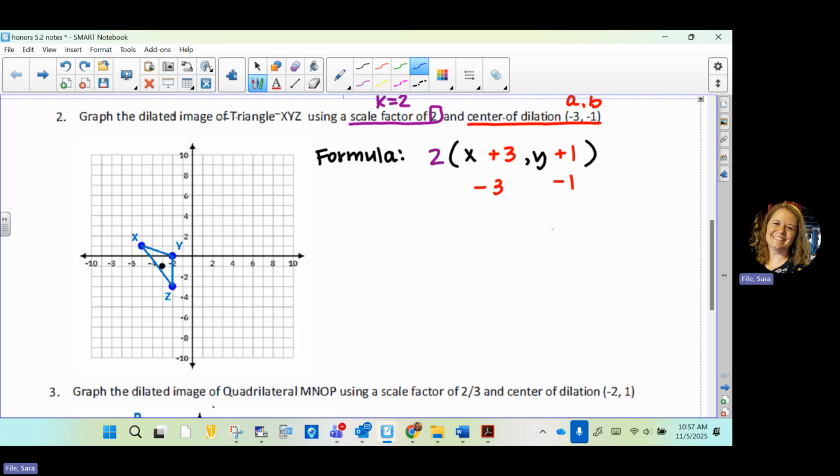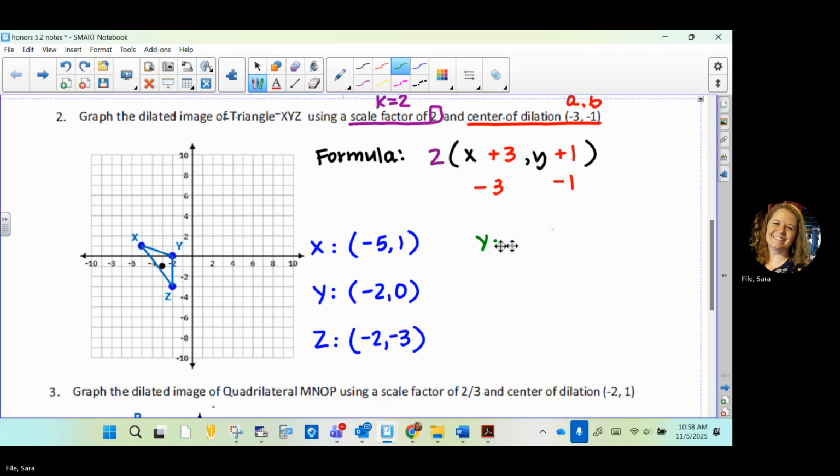Okay. So now let's list our X, Y, and Z here. Actually we can do it over here, I have room. Okay, so the pre-image, X is at -5, 1. Y is at -2, 0. And Z is at -2, -3. So now, oops, I don't know why I put Y first. Let's do X prime, Y prime, and Z prime.